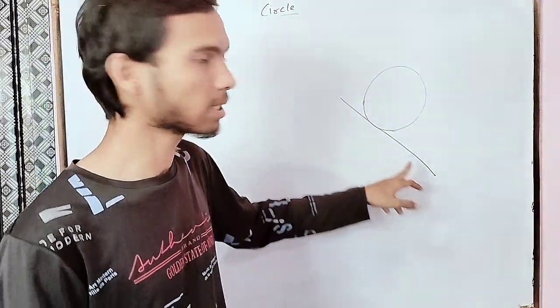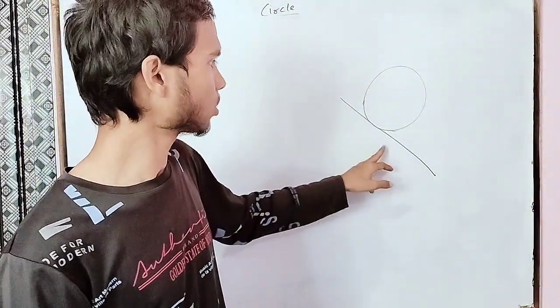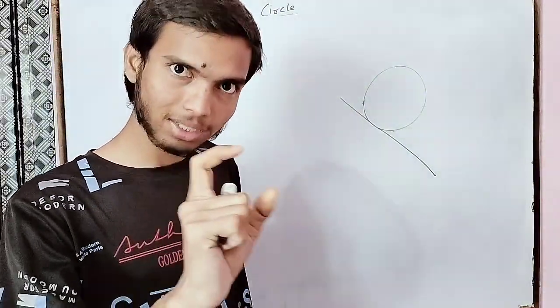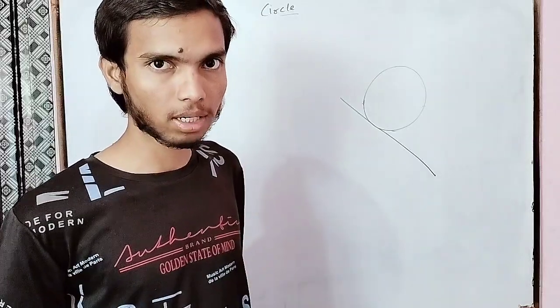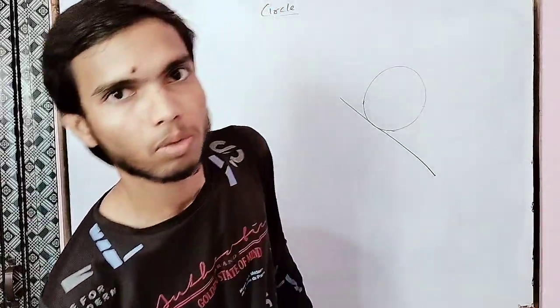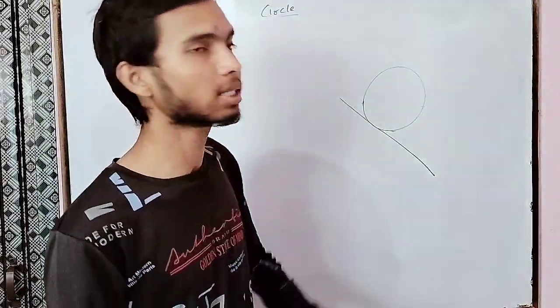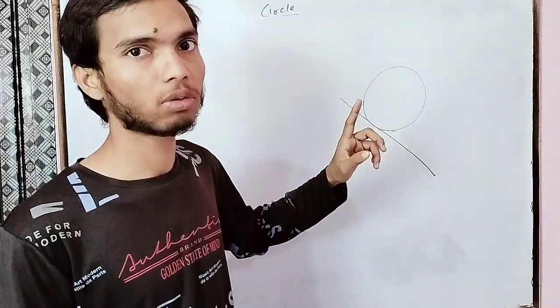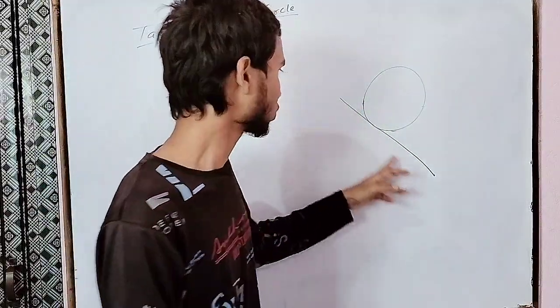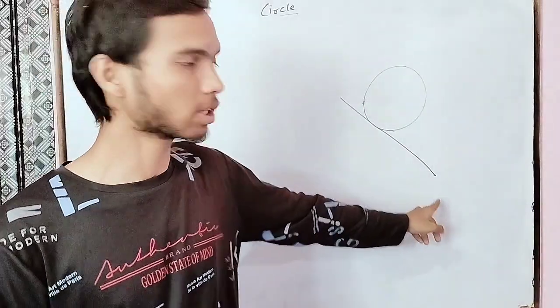How to define that this is a tangent line? Because it is a line which touches the circumference of the circle. It is not intersecting, not completely. It is just touching. So it is the definition of a tangent. Okay. So this is one from the exterior point.